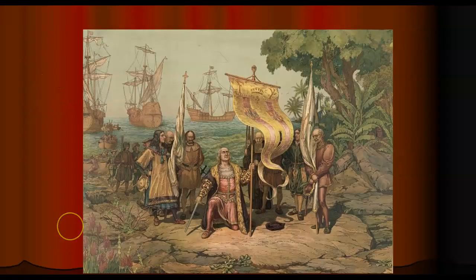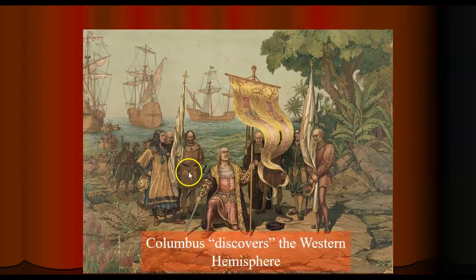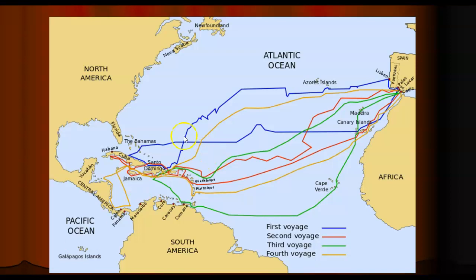So here he is, okay, and he is giving thanks to God, and in the background are his 3 ships. If you're a really good history student, you know what they are. But Columbus, of course, discovers the Western Hemisphere. Even though he is Italian, he claims it in the name of the Spanish king and queen. The lines on this map just show you all of his various voyages. Now, maybe you did not know it, but he did have 4 voyages to the New World. The first one was, of course, the most celebrated, but he would go 3 more times.